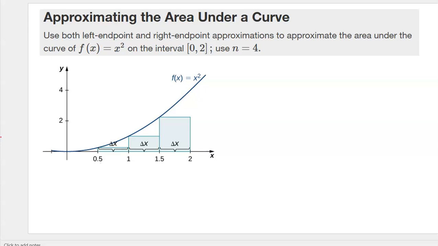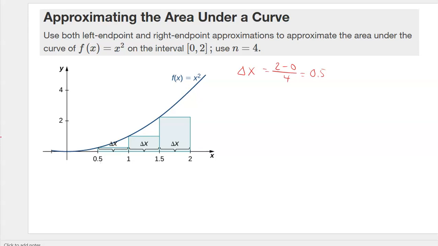So what we're going to end up doing is first we need a delta x. Delta x, remember, is the width of the rectangle. So how are we going to find it? We're spanning from 0 to 2. So I'm going to take those two numbers and subtract them, and I'm going to divide by the number of rectangles I have. I have 4 rectangles spanning from 2 to 0, and I end up with a delta x of 0.5.